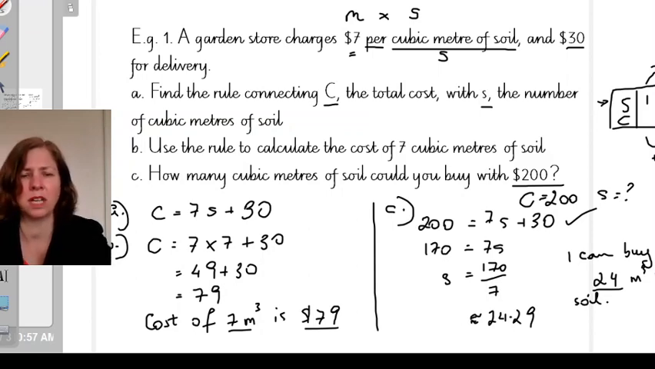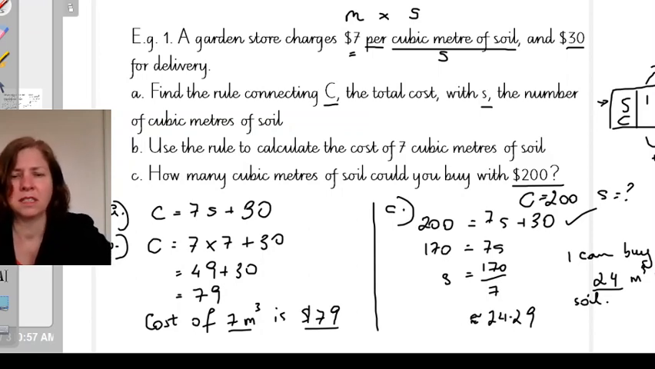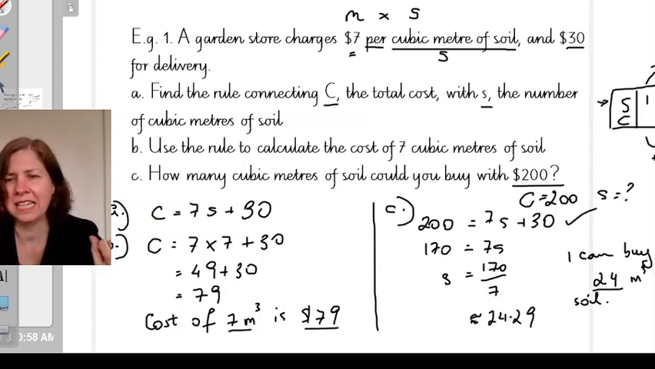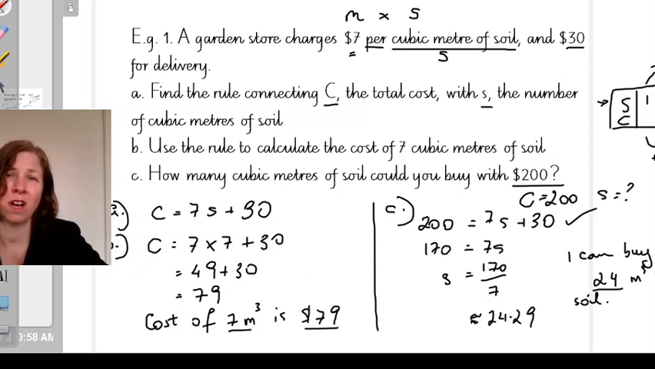You can't see my calculator, but what I'm doing is $7 times 24 plus $30 delivery, and it gives me $198. Now that's just under $200. Let's just check it. 7 times 25 plus 30, that gives me 205, right? It's too much. So I can't afford 25, I can afford 24.